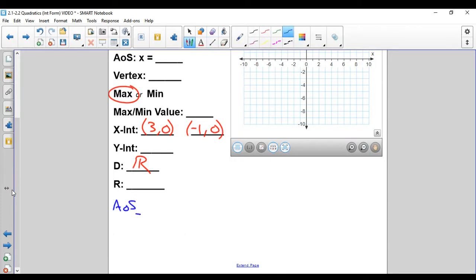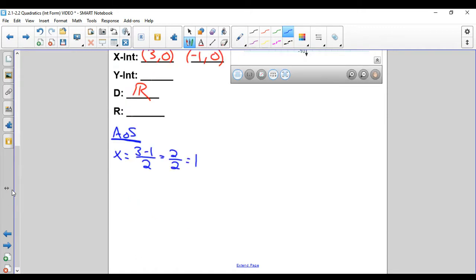Find our most important piece here, which is the vertex. X equals P plus Q, so 3 minus 1 over 2. 2 over 2 is 1. Axis of symmetry is 1. X value of the vertex is 1. Continue on, find the vertex.